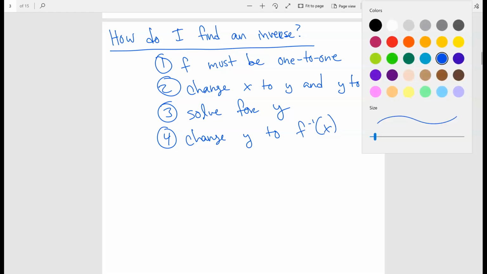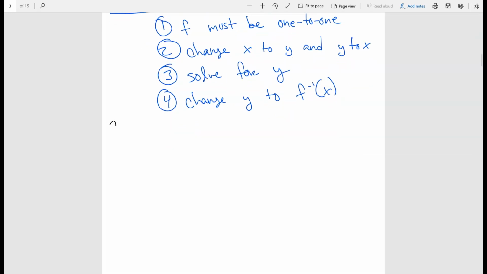So let's do a couple of examples. So let's say we want to find the inverse. Okay, so we have f of x is equal to 3x minus 4. So the first thing that we can see is that this clearly is 1 to 1 because this is just an equation of a line.